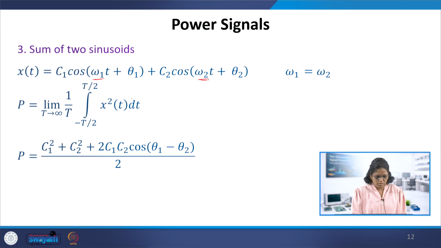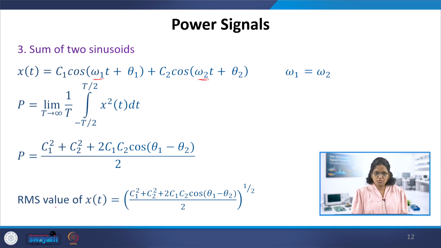So the P is, the resultant integration would give (C1 squared plus C2 squared plus 2 C1 C2 cos(theta 1 minus theta 2)) by 2. So if we square this one and take the individual components, do the integration, apply the limits here, and then get this P. So now the idea is how the power and C1 and C2 are related. That is important for the power signal.